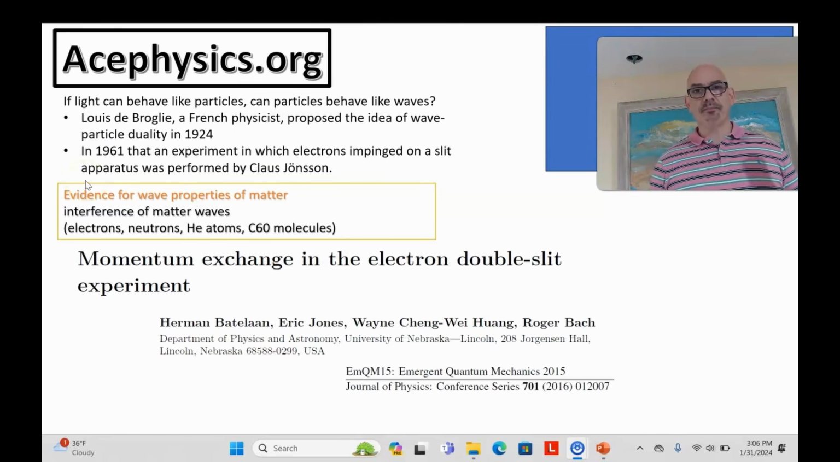Electron diffraction happens all the time, and this is the working principle for electron microscopes. Electron microscopes rely on the wave nature of particles. They rely on the wave nature of the electron. I went to ResearchGate and I found a paper by Herman Batelaan. This was a 2015 paper. Here's the title of the paper, and I'd like to show the data on the next slide.